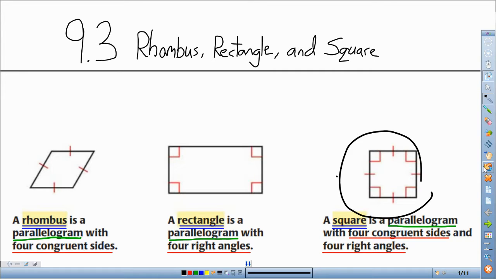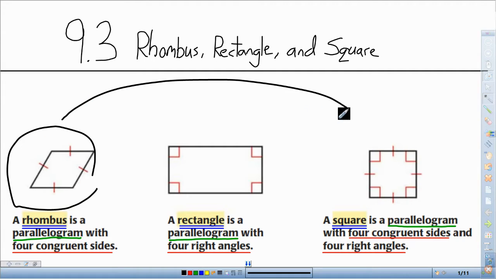Here's the next set of questions I want to ask you. Is a rhombus a square? What do you think? Here's the answer. Sometimes it could be. If a rhombus happened to have four right angles, it would be a square. So sometimes a rhombus is a square.